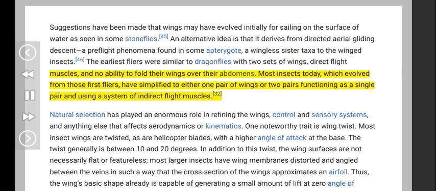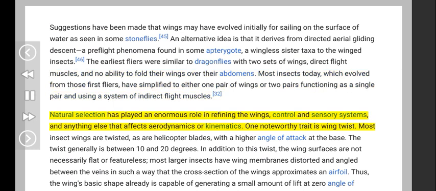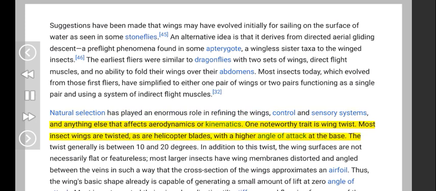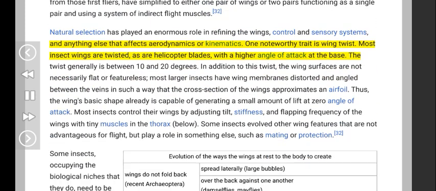Most insects today, which evolved from those first flyers, have simplified to either one pair of wings or two pairs functioning as a single pair and using a system of indirect flight muscles. 32. Natural selection has played an enormous role in refining the wings, control and sensory systems, and anything else that affects aerodynamics or kinematics. One noteworthy trait is wing twist. Most insect wings are twisted, as are helicopter blades, with a higher angle of attack at the base. The twist generally is between 10 and 20 degrees.